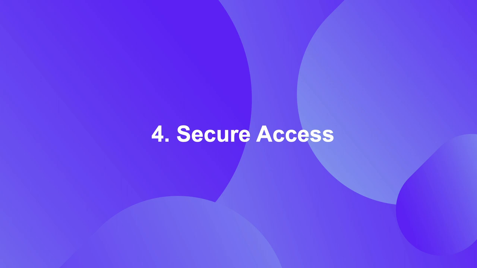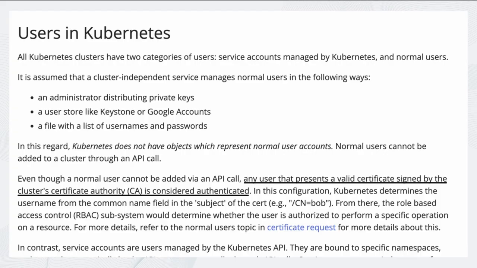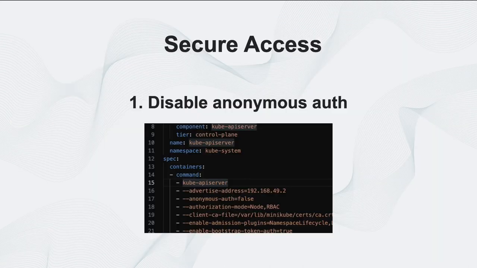Number four, let's look at secure access. So any user that presents a valid certificate is considered authenticated. With that in mind, we want to disable anonymous auth. And we do that in the Kube API server manifest, like the one we visited earlier. We do that by adding this anonymous-auth=false flag.